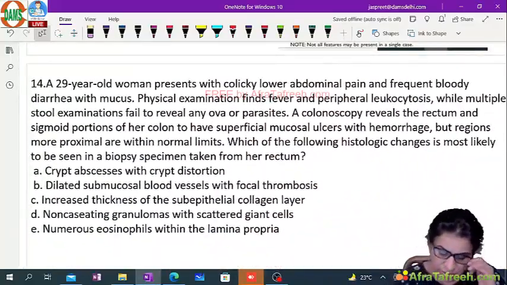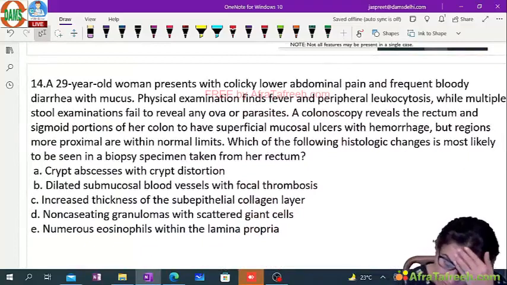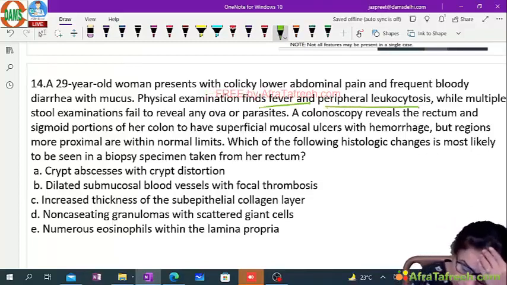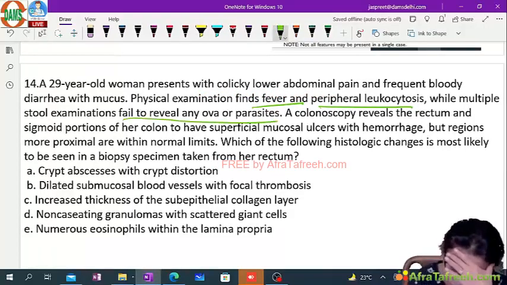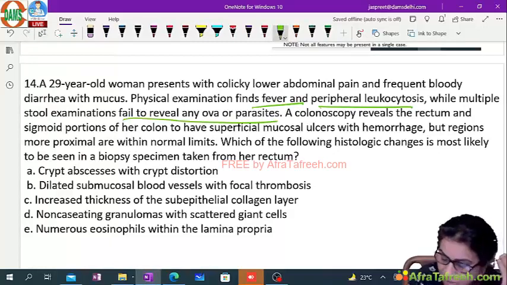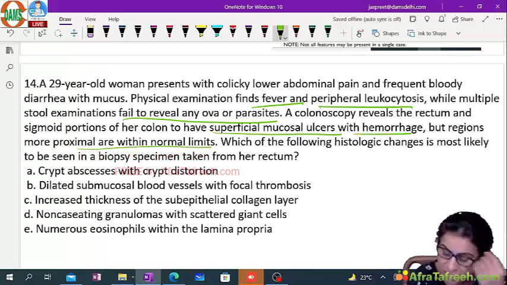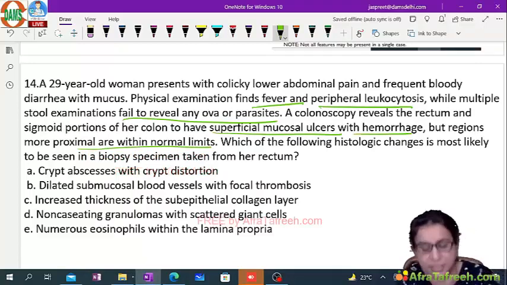Now look at this question. A 29-year-old woman presents with colicky, lower abdominal pain, and frequent bloody diarrhea with mucus. Physical examination shows fever and peripheral leukocytosis, with multiple stool examinations failing to reveal any ova or parasite. A colonoscopy reveals that rectum and sigmoid portions of the colon have superficial mucosal ulcers with hemorrhage, but regions more proximal are within normal limits. Which of the following histological changes is most likely to be seen in the biopsy specimen taken from her rectum?